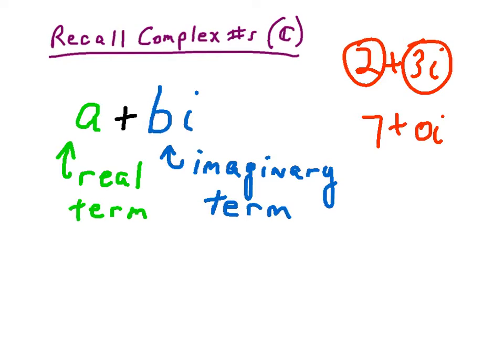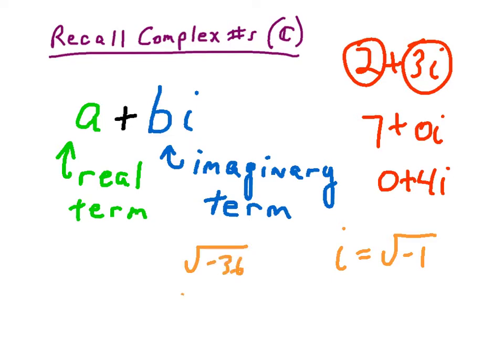Or if I just had something like 4i, well, 4i has a real piece to it as well. The real piece is just 0. 0 plus 4i. And don't forget what that i equals. We'll be dealing with it now. So that is the square root of negative 1. So if we're doing some problems here and we get something like this, say negative 36 underneath, well, really what that is the square root of 36 times the square root of negative 1, and that would give you your 6i. Okay?